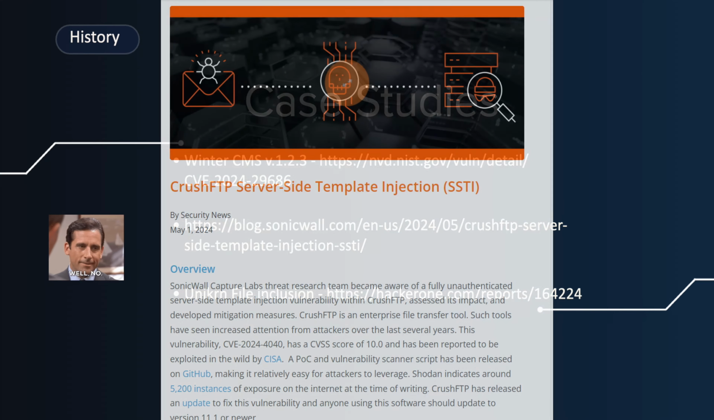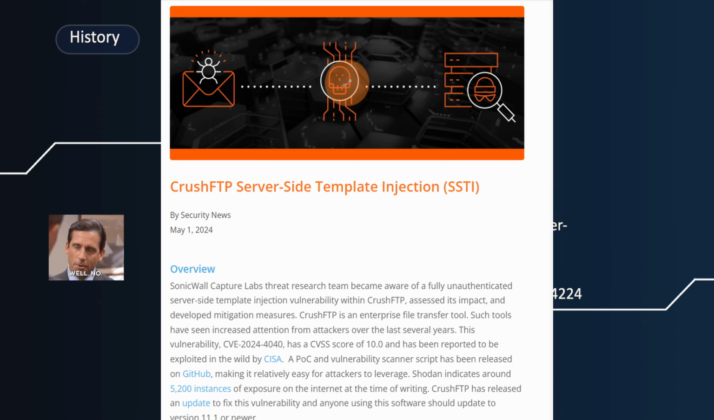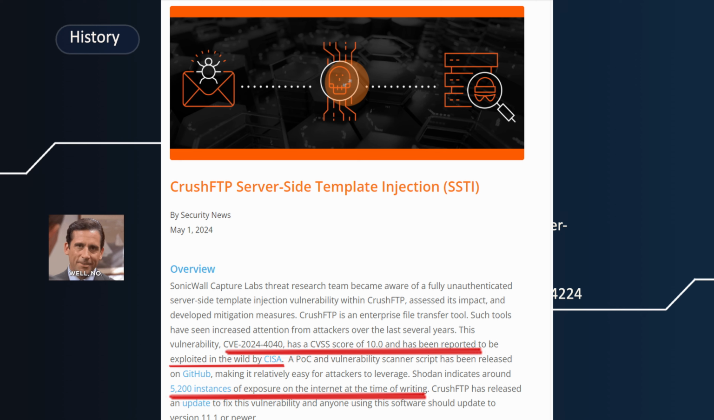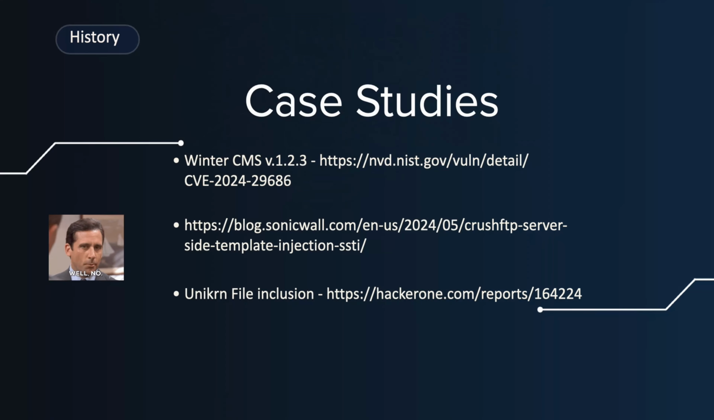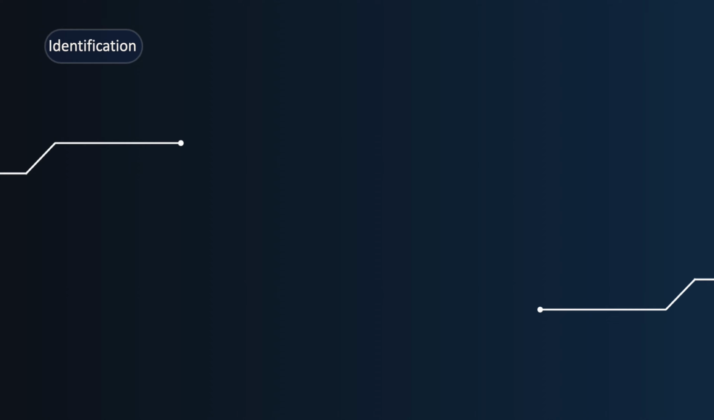The one that I found the most interesting was the CrushFTP SSTI. The CVE-2024-4040 has a CVSS score of 10.0 and has been reported to be exploited in the wild by CISA. CVSS 10.0 is the highest CVSS score possible, and the number of instances exposed to this vulnerability is insane. I will add the link to this awesome blog post by SonicWall along with the other resources in the description below. So with that theory out of the way, let's see how you can identify server-side template injections.